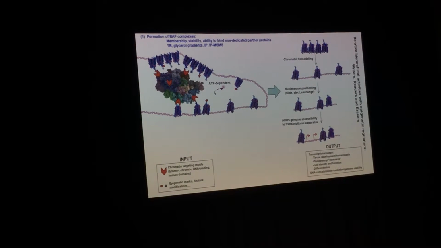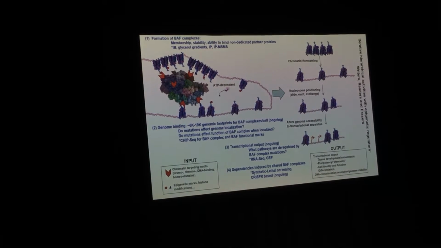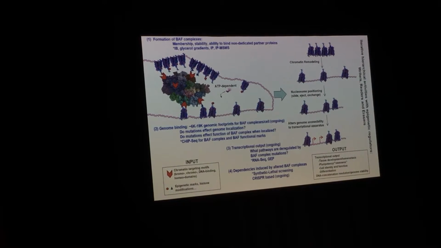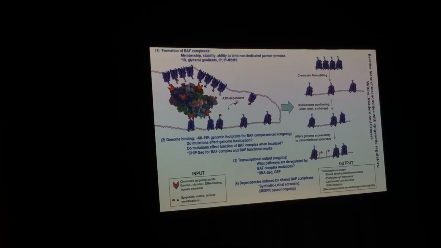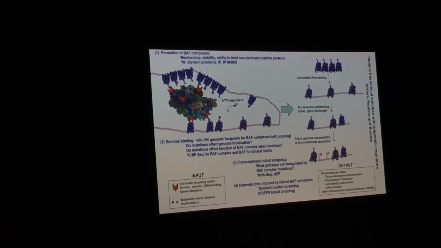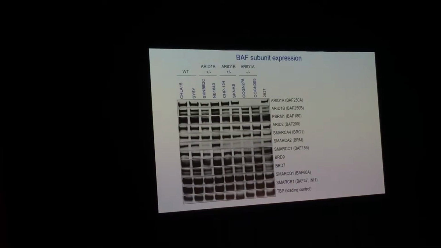I'll show you some data on the BAF complexes in mutant and wild-type neuroblastomas. The work that I'd like to be showing you in the future would have to do with some of the other programs, which I'm not ready to show, which have to do with binding sites of these BAF complexes in the genome and whether mutation affects them, whether the transcriptional output is altered in any predictable ways, and in particular the dependencies of mutations in this complex using a CRISPR-based screening approach.